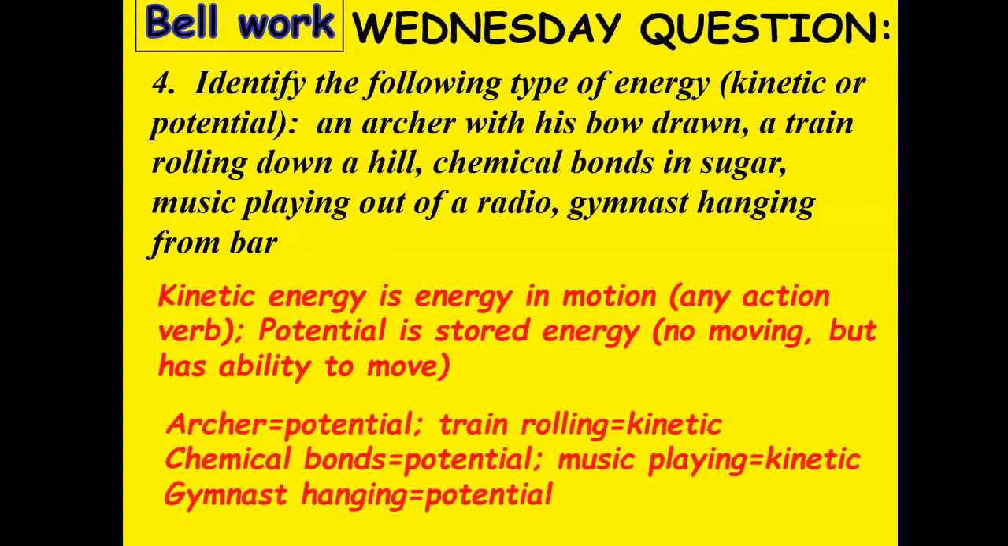So for your archer that has a bow drawn, that means that it's just holding. That's potential. The train rolling down the hill, that is moving, so that's kinetic. Chemical bonds in sugar, knowing from your notes, you should know that that's potential because it's not doing anything, it's just stored there. Music playing is a sound. It is kinetic because again, it's an action word. Then you have a gymnast hanging from a bar. The gymnast is just hanging there, not doing any movement other than hanging. It is potential. Now, if the gymnast was flipping, of course, that would be kinetic because it's motion.